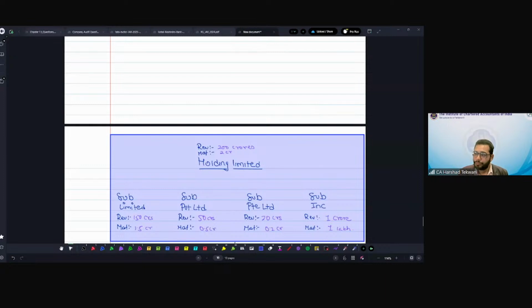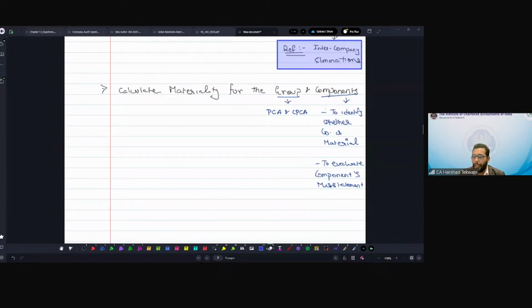Okay, sir. By allocating a higher amount of materiality, it will not impact that particular entity. Rather, it will show whether the entity is material or not for your consolidated financial statement. Clear, sir. Any further doubts? Okay. If no doubts, then let's proceed.